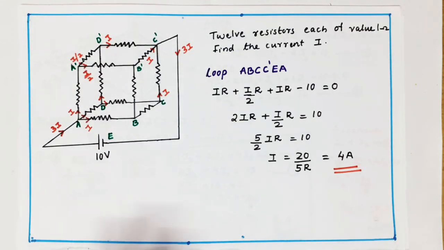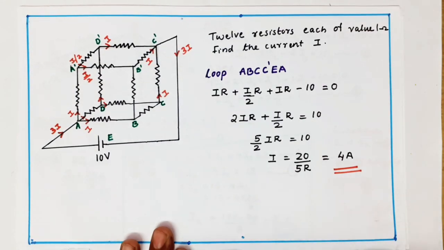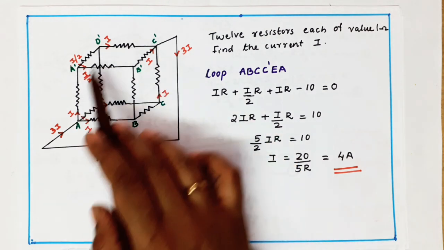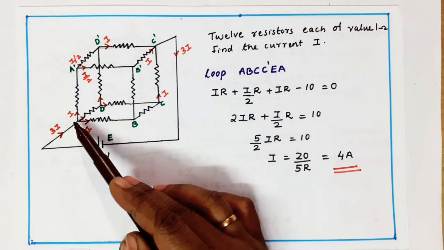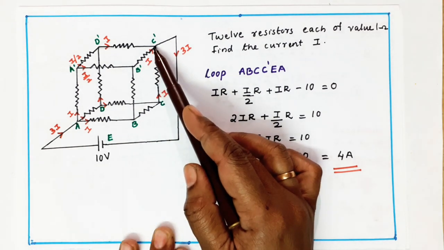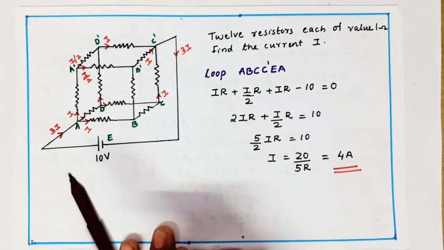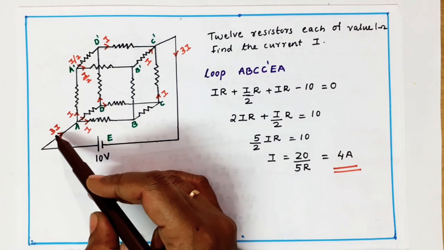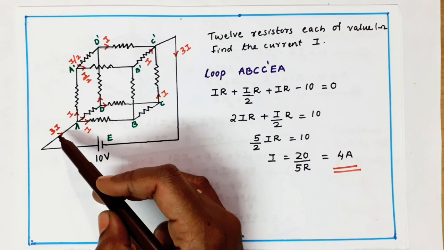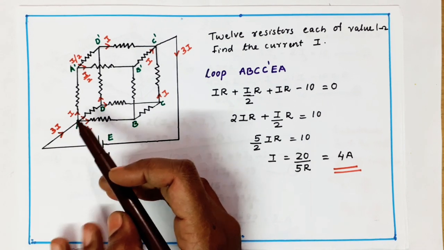I'll go for the first question. It's a very good question. There are 12 resistors connected at the 12 edges of a cube. And at the corners A and C dash, you connect a cell of 10 volts. So for easy convenience, I'm just taking the current here as 3I. It's only for convenience.